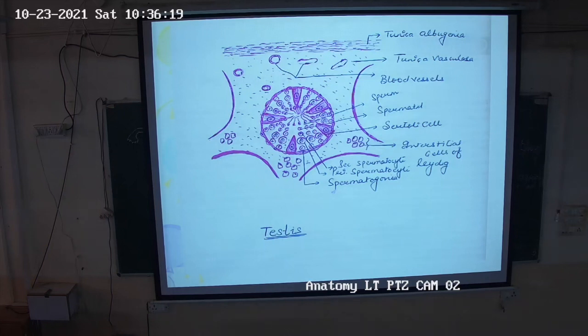Then these are of two types, type A and type B. Type A again is of two types, pale type A and dark type A. Yes, but this type A act as reserve cells. Okay, and type B जो है, it will undergo mitotic and meiotic division to form different cells.